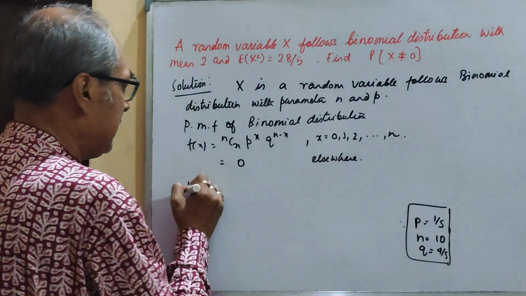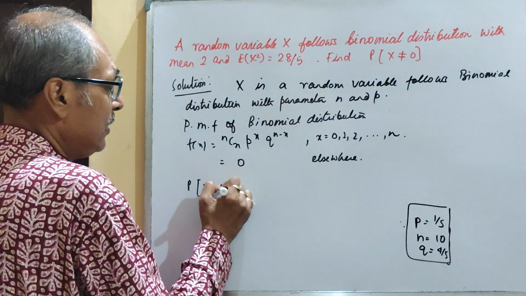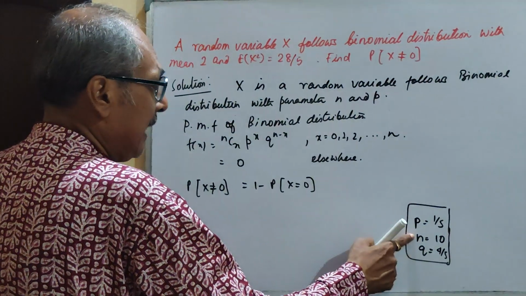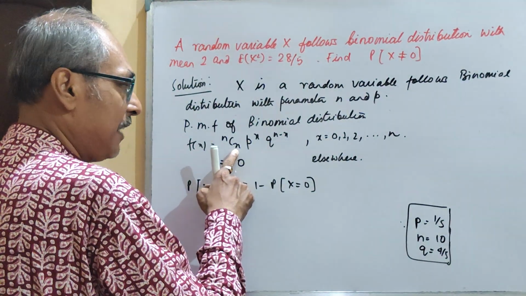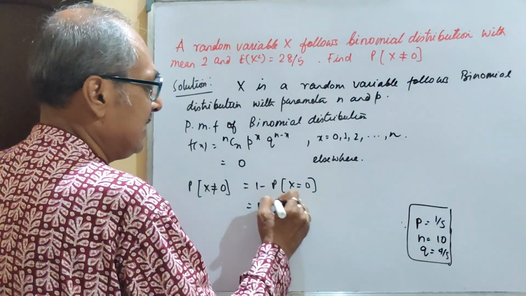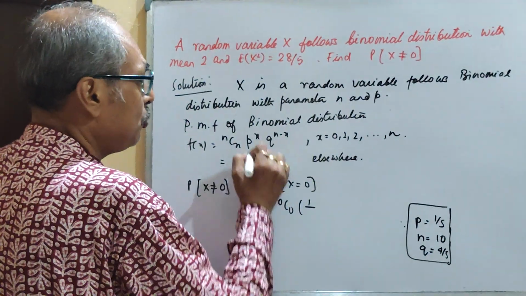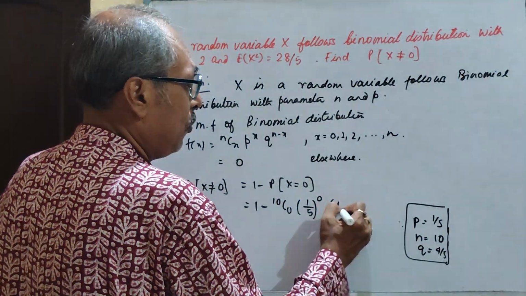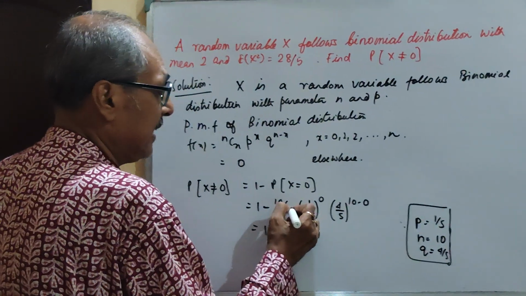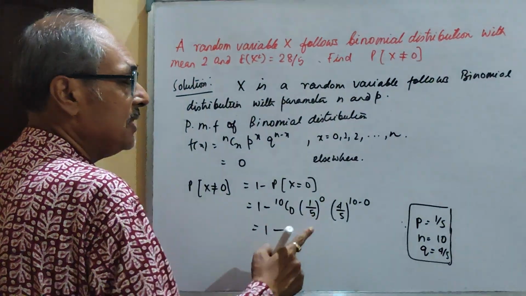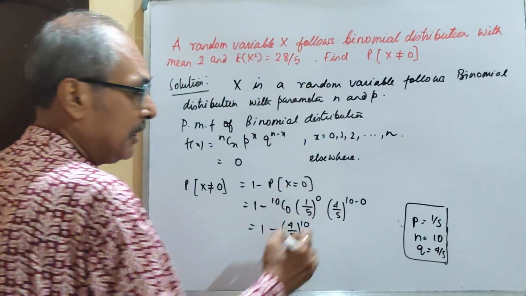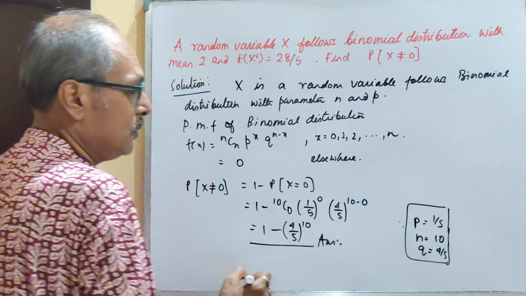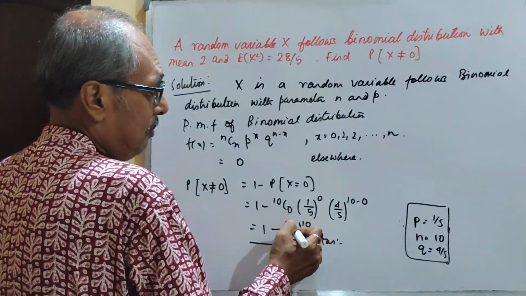Here we have to find probability x is not equal to 0. That means 1 minus probability x equals 0. Now we know the value of n, p, q. We put the values and in place of x I am writing 0. That is 1 minus 10C0, p to the power x, that is 1 by 5 to the power 0, q to the power n minus x, that is 4 by 5 to the power 10 minus 0. 10C0 is 1, 1 by 5 to the power 0 is 1, this is 4 by 5 whole to the power 10. This is the answer of this question. That is, probability x is not equal to 0 is 1 minus 4 by 5 to the power 10.